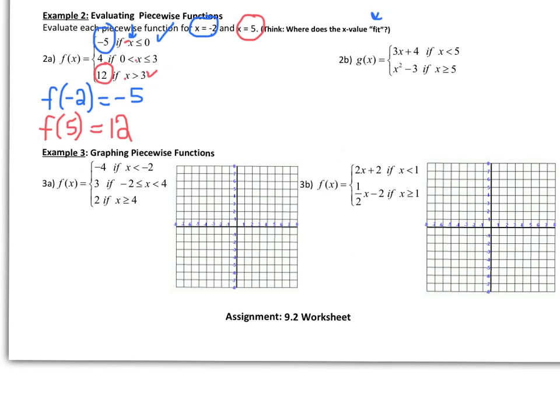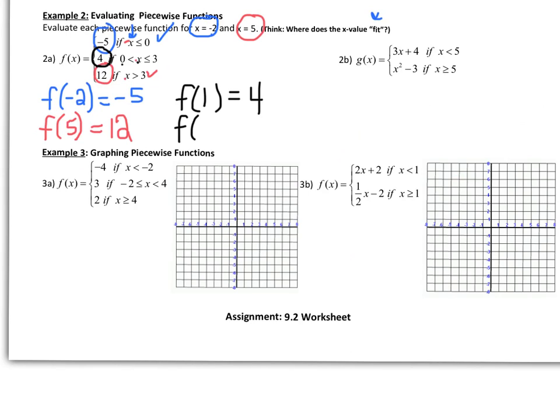Let's do a few more, even though they're not examples. Let's say we wanted to find a number to plug in so that our answer was 4. What could we plug in? Well, we would need to plug in a number that fit for that x, which would be between 0 and 3. So maybe 1.